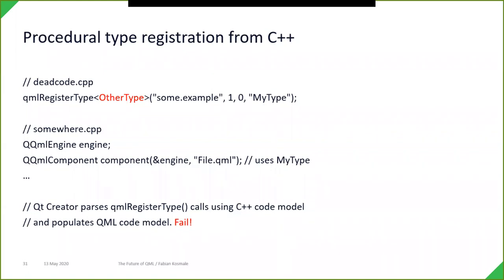And on the converse, if you don't use a string literal to pass it to QML register type, but instead some complicated expression or some variable from somewhere else, the code model won't be able to correctly populate the QML code model anymore. Not so nice. So how can we solve that?